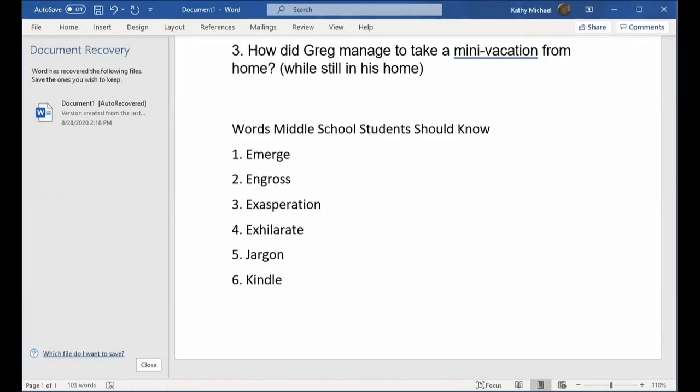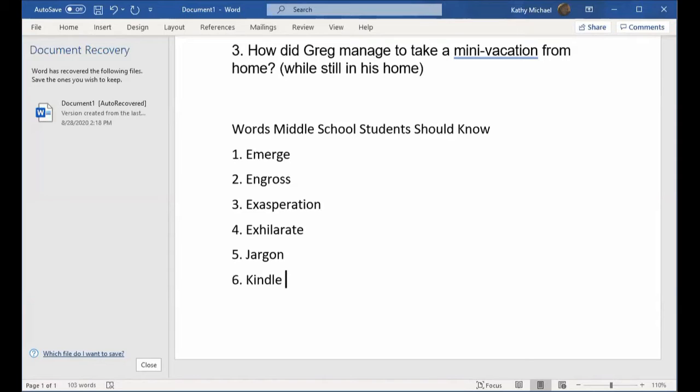Kindle. Kindle is like, you think of wood burning, the smaller pieces of wood, the kindling that helps set things on fire, help catch on. But in this case, we're going to talk about feelings or responses or emotions. So if you call forth an emotion, that is to kindle an emotion.